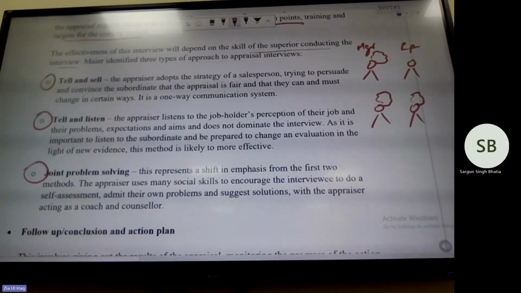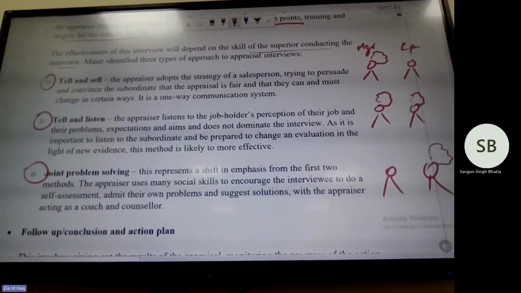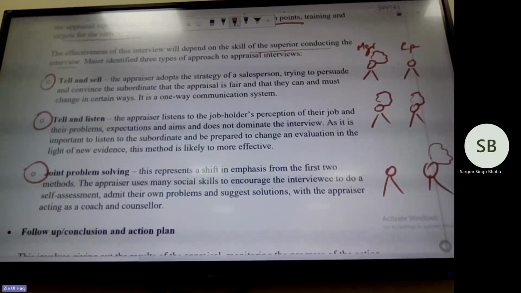And what is joint problem solving? In joint problem solving, instead of the manager speaking, only the employee will speak because he has prepared the performance report by himself. So he will speak, meaning the manager will allow the employee, okay, you explain whether you have performed properly. If not performed, what was the reason?